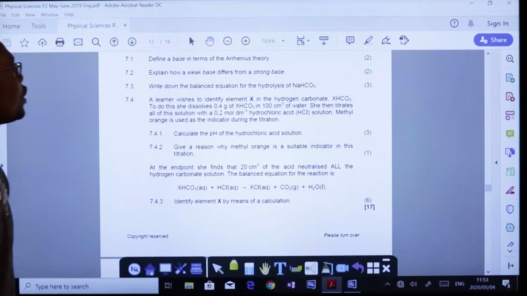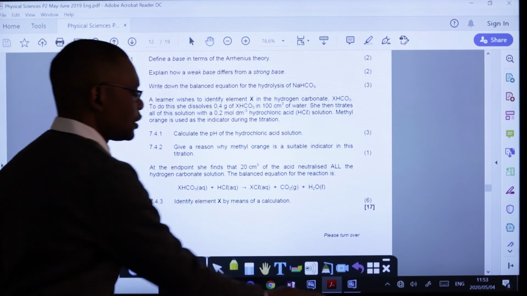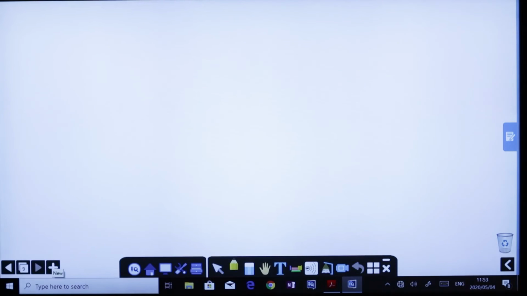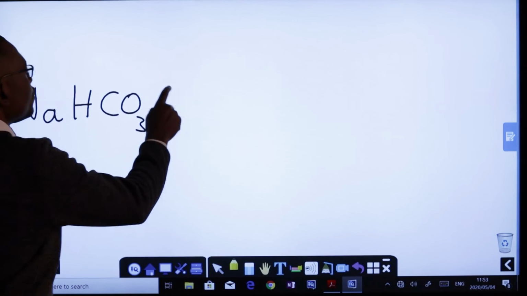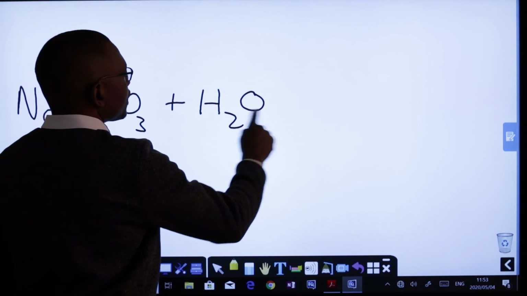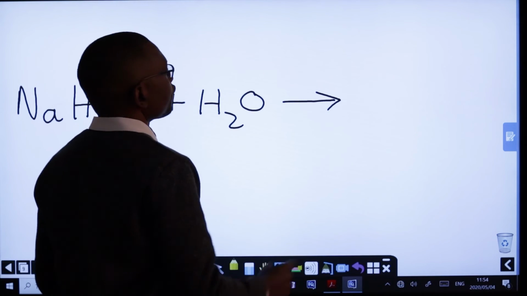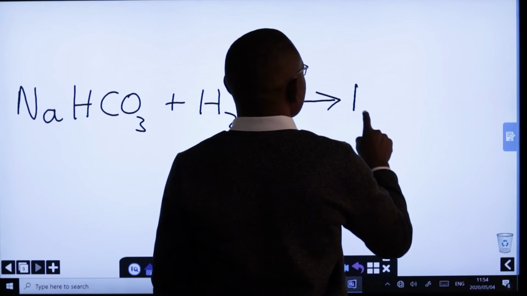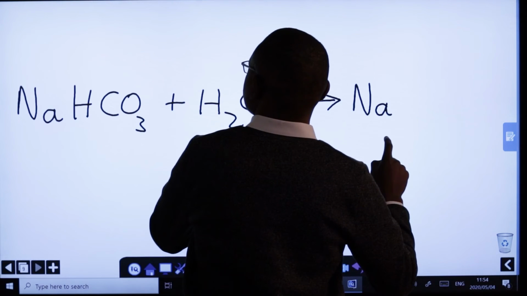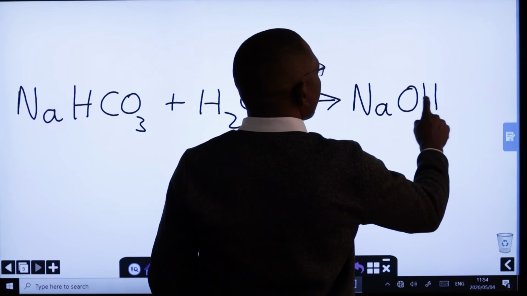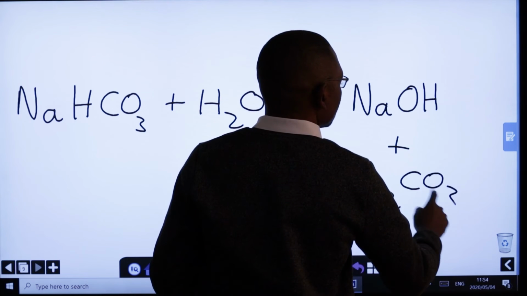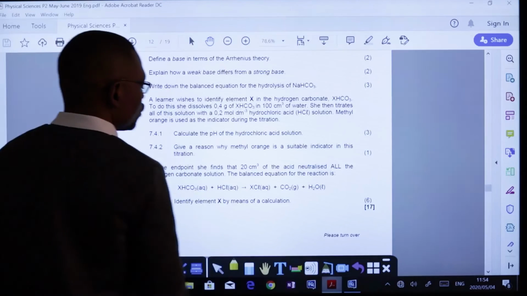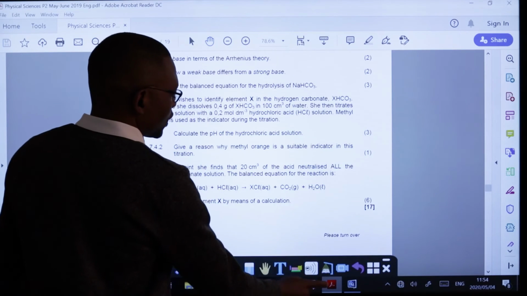Okay. So if you write down the balanced equation for the hydrolysis of sodium hydrogen carbonate, we are saying this is sodium hydrogen carbonate. If you react it with water, we are going to have sodium hydroxide plus H2CO3, like that. So you just need to check your standard conditions.